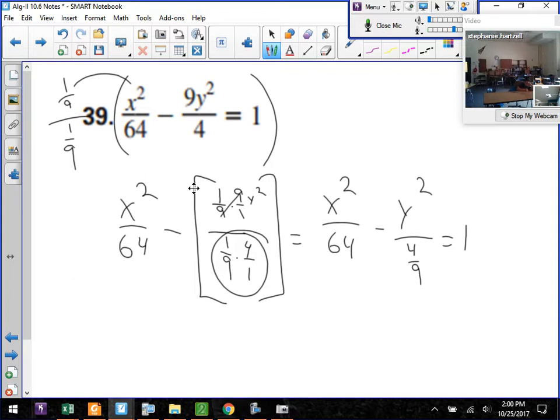Okay. X squared came first, which means what direction does it go? Side to side. Side to side goes left, right. Very good.